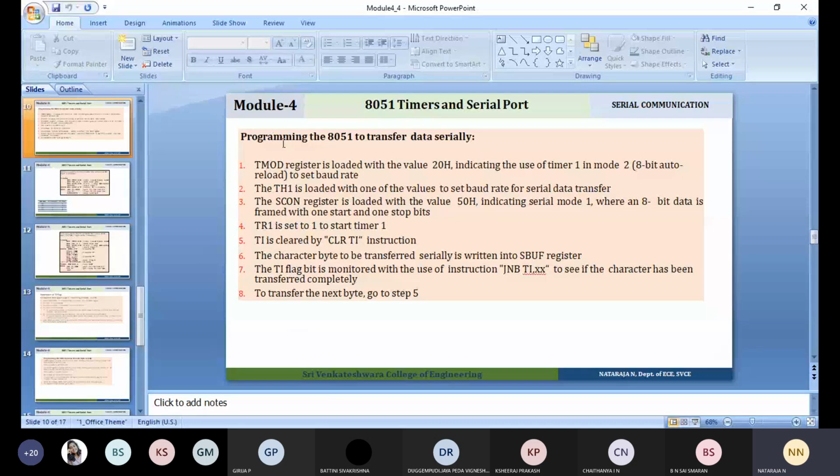Okay, make a note of this. Programming the 8051 to transfer data serially. These are the steps we need to follow here.